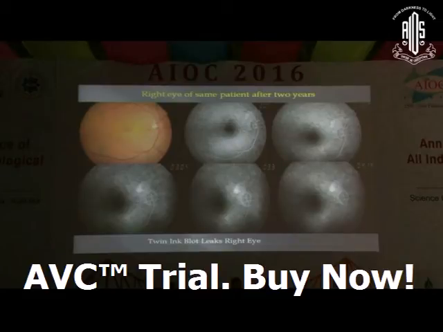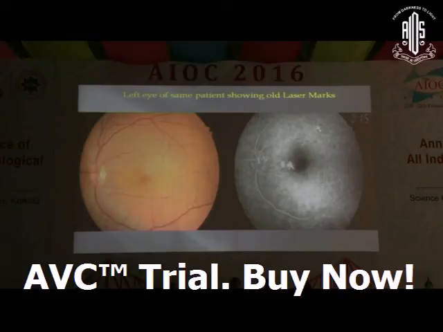This time it was the right eye with 2 ink blot leaks, which merged into one later on. So this is the other eye of the patient, the left eye, which was lasered in 2013, and there are a few laser marks near the fovea.